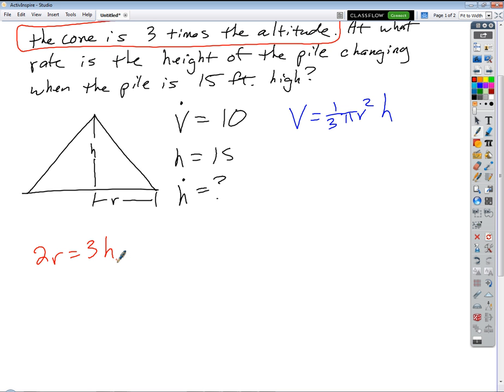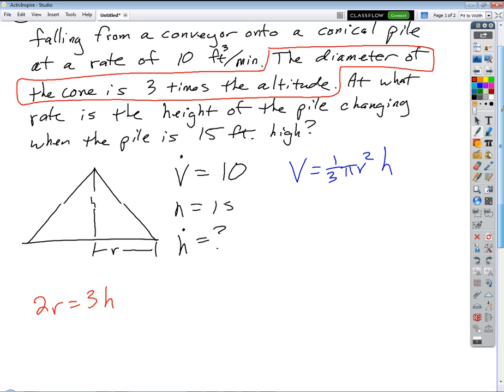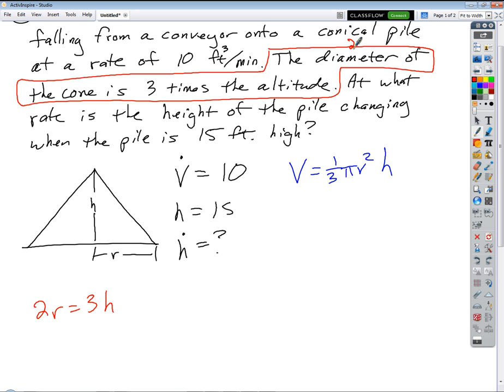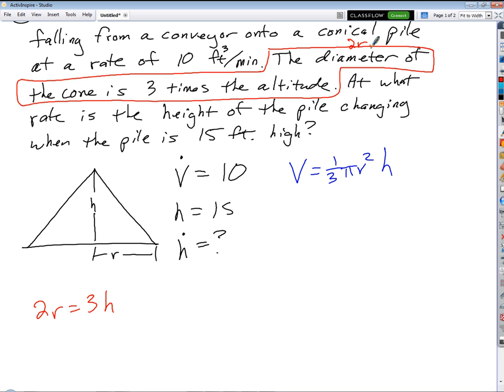Yes, I get it, but why is it 2? Well, because that's the diameter. Yeah, but how do you know the diameter? The diameter is the full width, and the radius is half of the diameter. Right? Okay, so diameter is just twice the radius. So we come up with this equation.